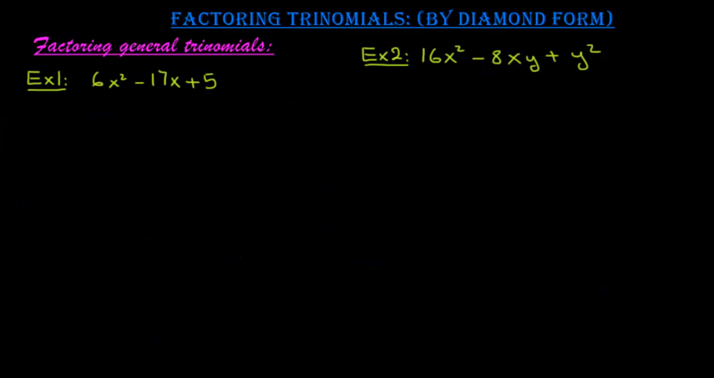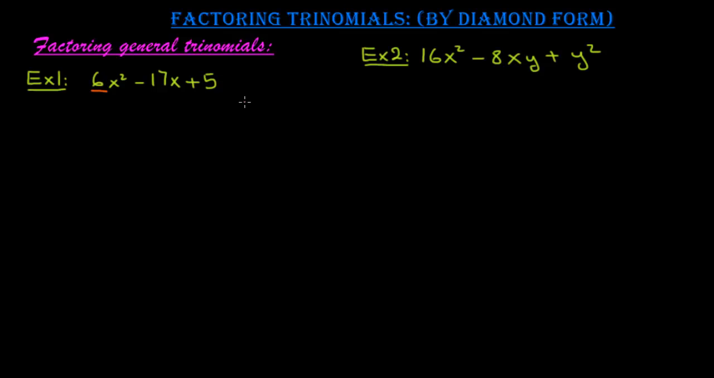Now in this section we will learn how to factor a general trinomial. A general trinomial means the leading coefficient is not 1, it can be any number. Last time we practiced with trinomials where the leading coefficient is 1. Right now in this problem we have 6. We still factor this one by the diamond form.